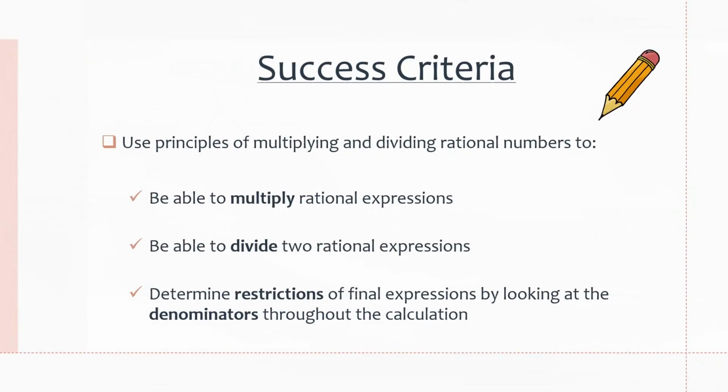This is the success criteria for this lesson. We want to use the principles of dividing and multiplying rational numbers with no variables, just as we usually do, like a number over a number times another number over another number, with no variables at all. We want to use these principles to be able to multiply and divide rational expressions and also determine restrictions for the final expression after we multiply or divide.